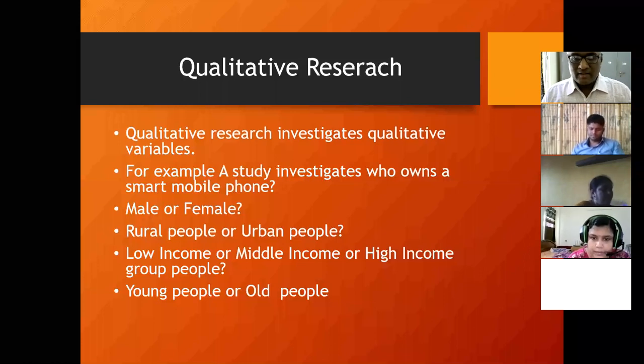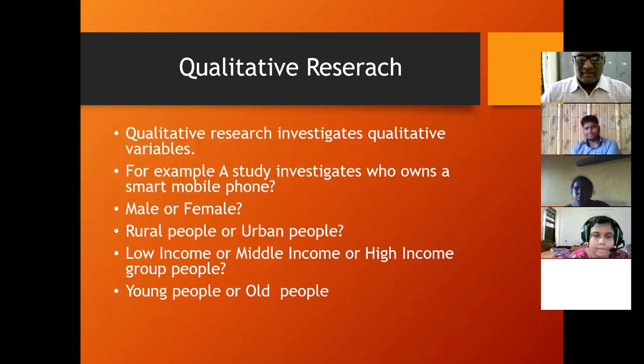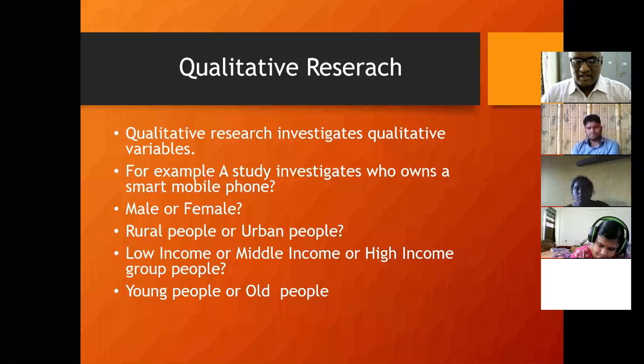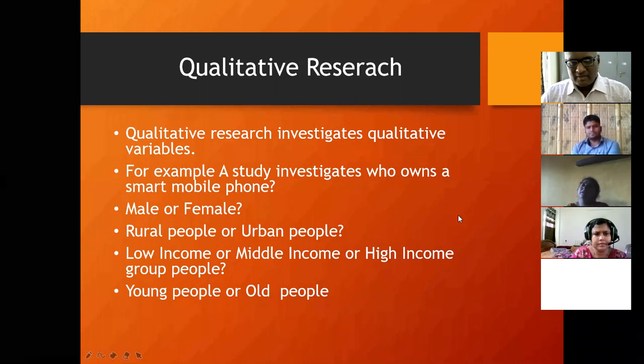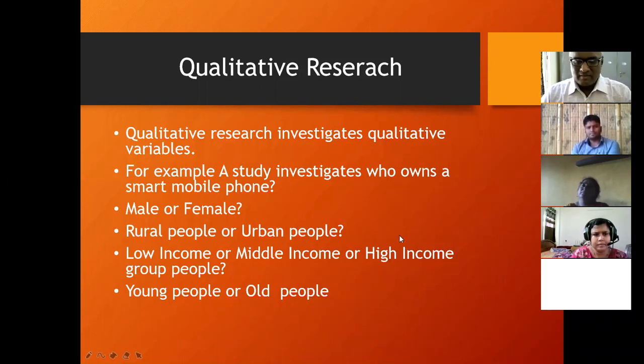mobile phone is owned by everyone, but we have mobile phones with different specifications, and the cost of the mobile phone also varies from few thousand to several thousands. If you want to study the ownership of mobile phone, we take some qualitative variables, whether male or female, whether rural people or urban people, and how they are using it. This involves a study of qualitative factors, or we say attributes.